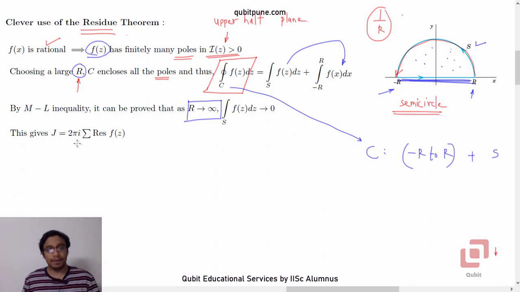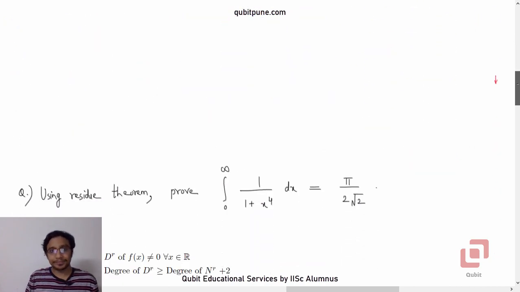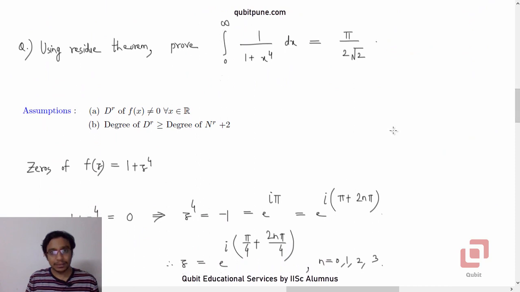Fine. So this gives us an explicit formula to find J, which is 2 pi i times the sum of the residues of the function f of z at all those poles which lie in the first or in the second quadrants. Now we are going to solve this famous integral using the residue theorem. This integral is from 0 to infinity of 1 upon 1 plus x to the power 4 with respect to x, and you have to show that it is equal to pi by 2 root 2.